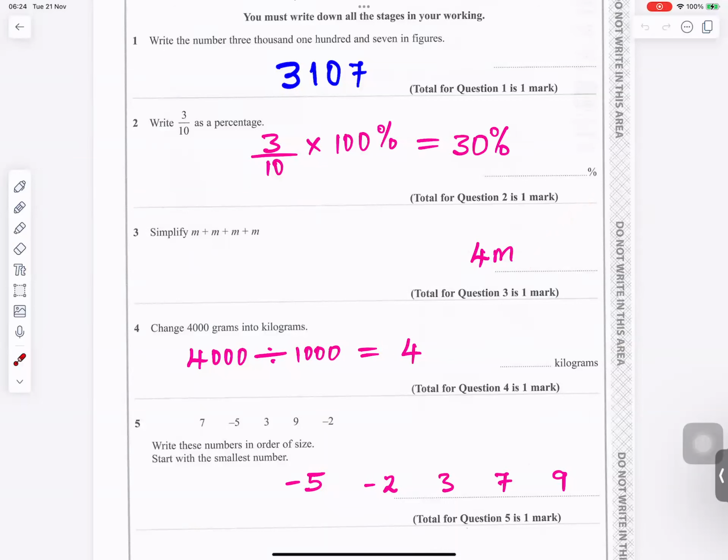Question 4. 4000 grams to kilograms. Grams to kilograms, you divide by 1,000. So you get 4. Write these numbers in order of size. So -5 is the smallest, and then -2, and then 3, 7, 9.